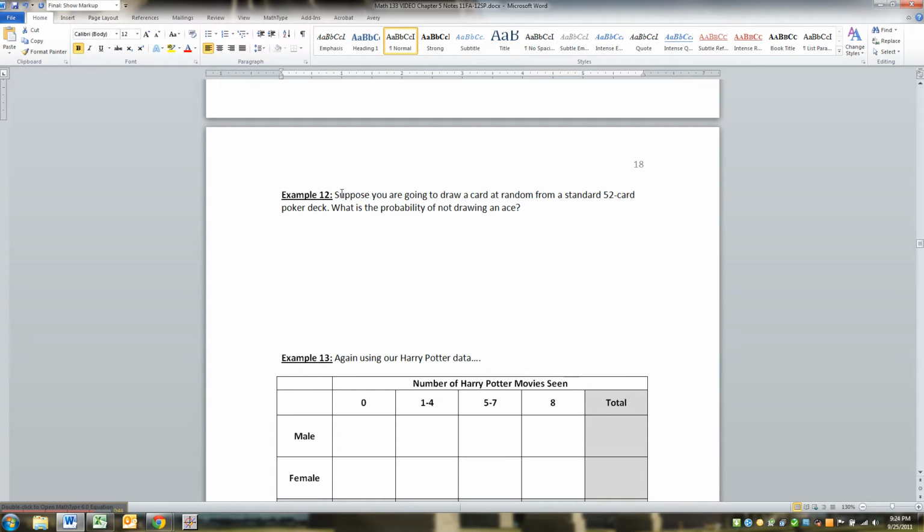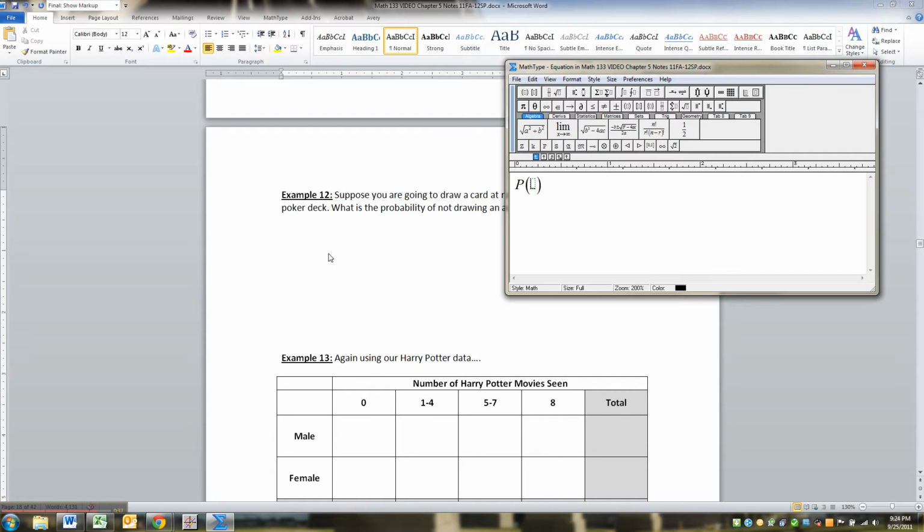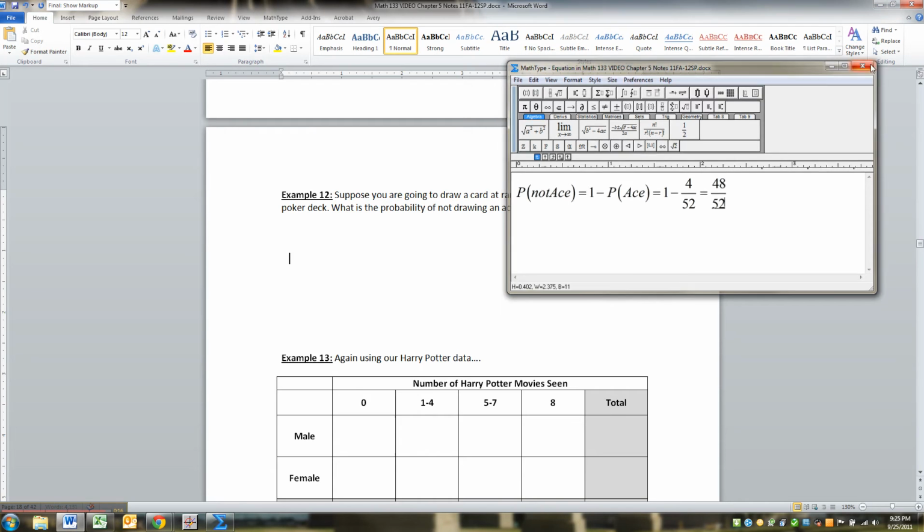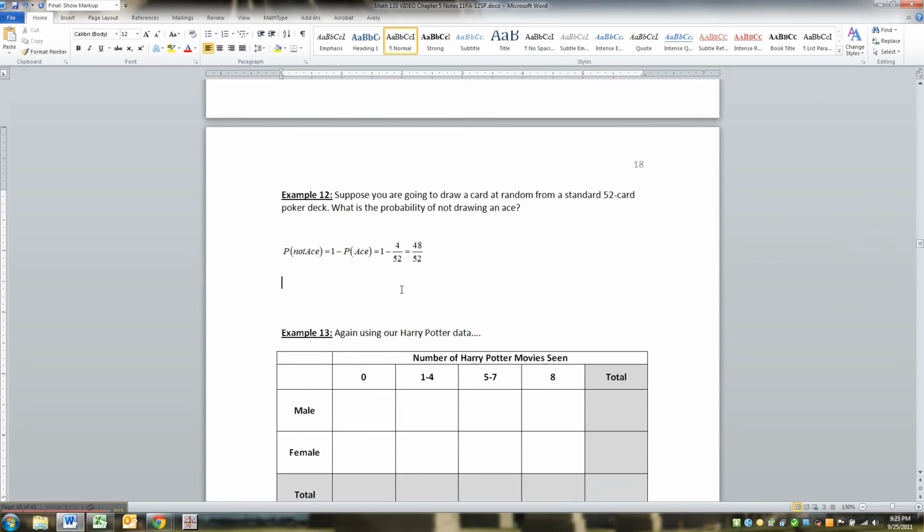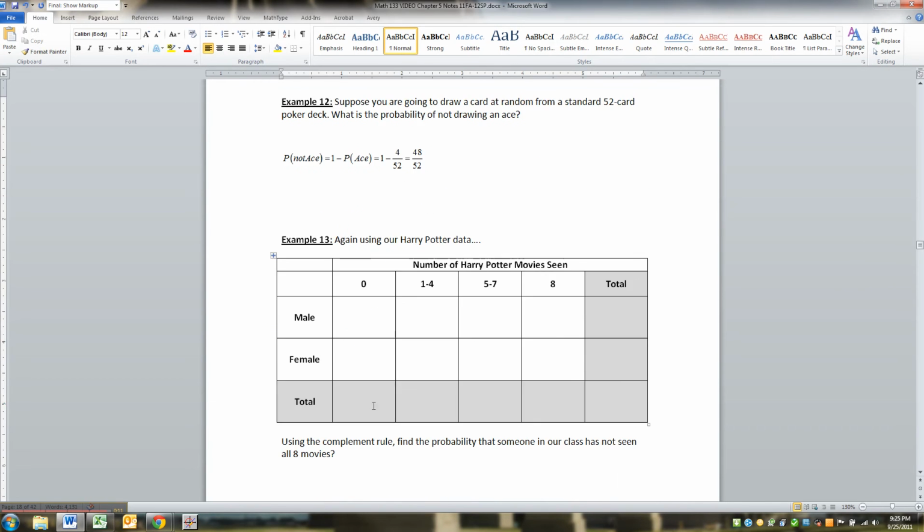All right, next. Suppose you're going to randomly pull a card from a 52 card deck. What's the probability of not drawing an ace? The probability of not ace, let me just do it this way, is equal to 1 minus the probability of ace. And we all know, hopefully, there's 4 aces out of 52 cards in the deck, which would be 48 out of 52. That's the probability that you are not going to get an ace. And of course, you can find that decimal with Excel. All right, I'm going to fill in these numbers from our earlier Harry Potter data, and I'll be back with that for the next one.